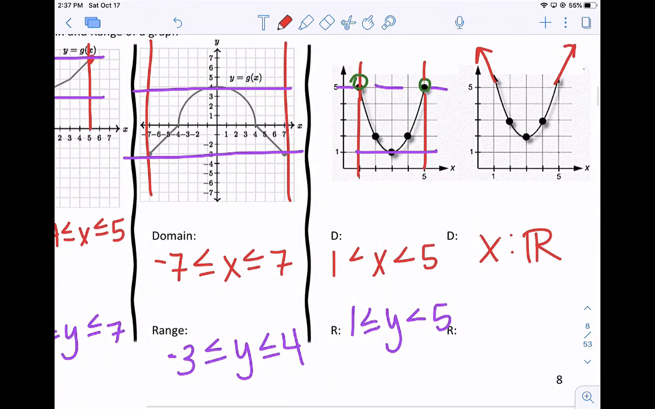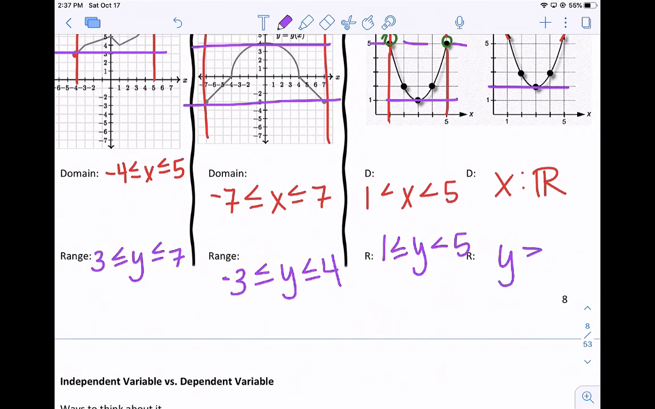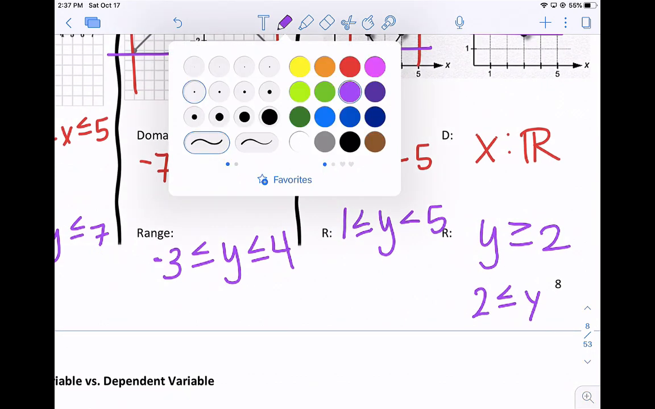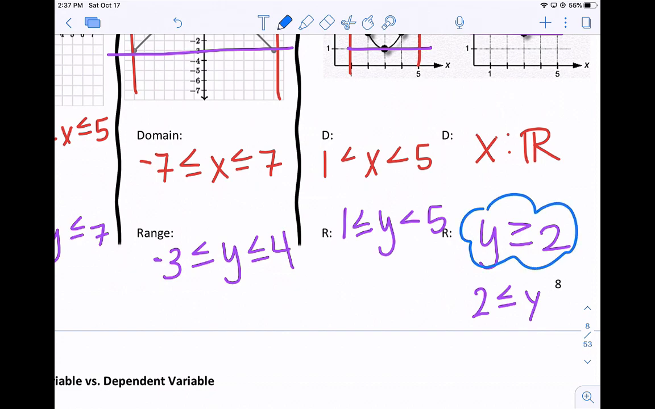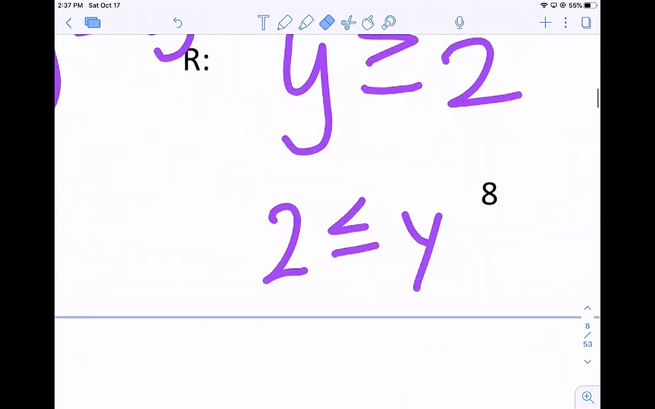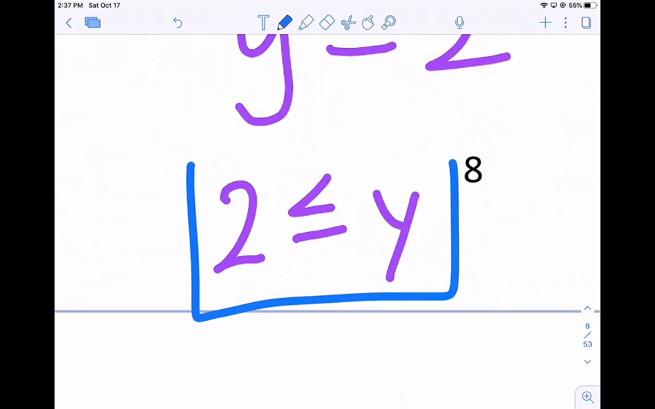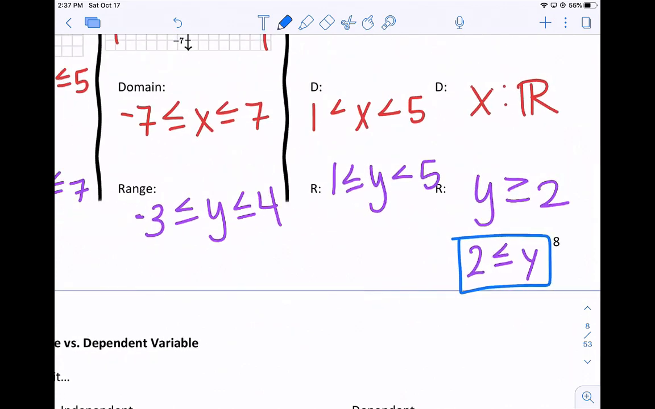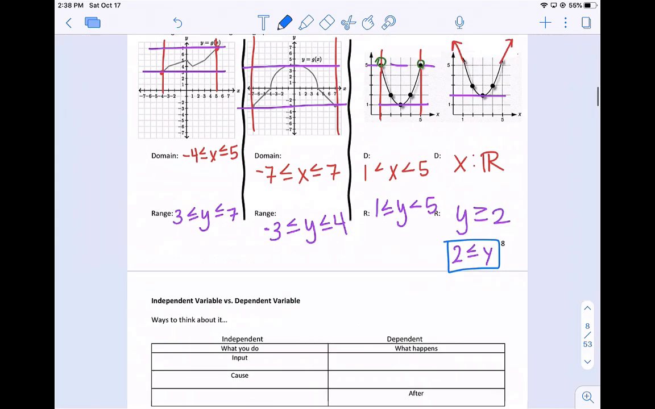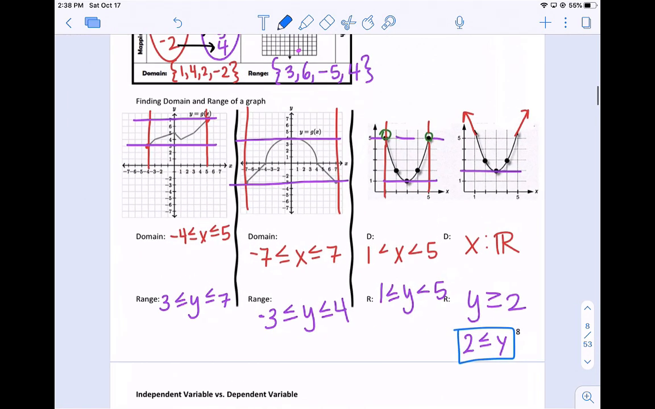For the range, though, there is a minimum value, and that minimum value is 2. So we say y is greater than or equal to 2, or you can say 2 is less than or equal to y. Typically, when it's just one letter, I like to put y first, but the way that we've been writing it, we like to put the smaller number first, so this way might be more like what you've seen us do in class or in the YouTube videos. So 2 is less than or equal to y, which means y is greater than or equal to 2. Okay, so that is our quick review on domain and range.